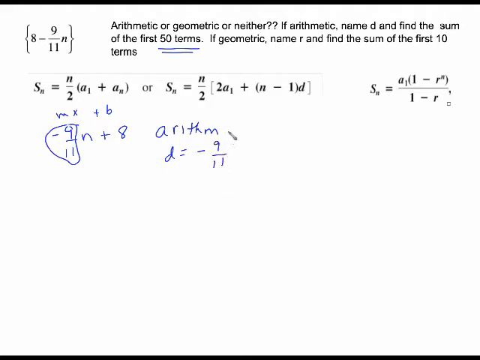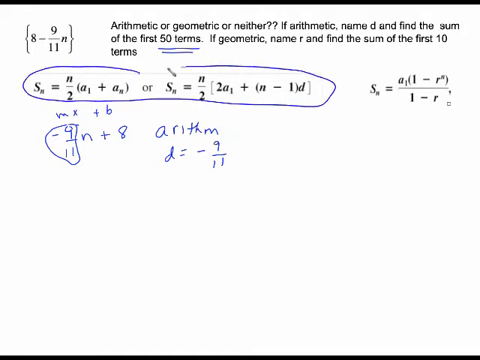Now from there, it asks us to find the sum of the first 50 terms. You know from class we have 3 summation formulas. The first 2 are arithmetic, and the third is geometric. Since we have established that this is arithmetic, we are deciding between one of these 2. It really doesn't matter which one you use, but you can use the short form if you know the first term and the last term.